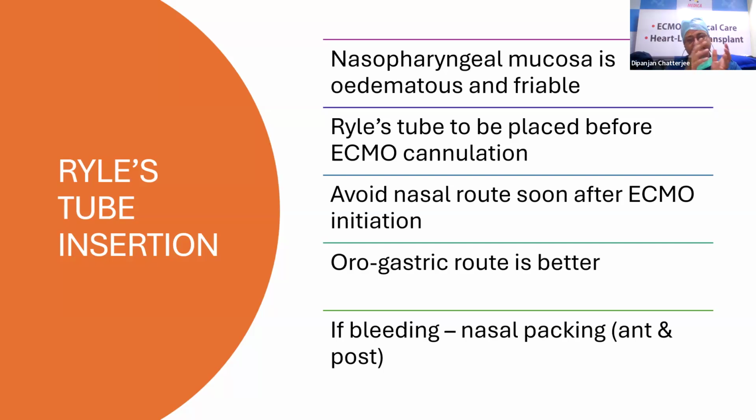And if we have done the ECMO cannulation, we usually try to avoid the nasal route and try to put an orogastric tube. That will be a better choice, because in the nasal mucosa, if there is a small nick, that will cause huge bleeding. And we have had to transfuse multiple units just because of the bleed from the nose. If there is a bleed, you have to go for nasal packing, both anterior and posterior, to control it. And you will have to pray to God that it gets controlled early.